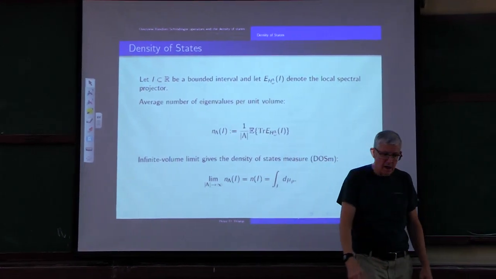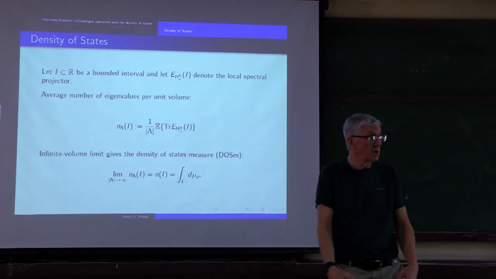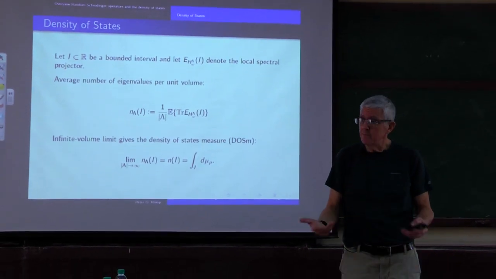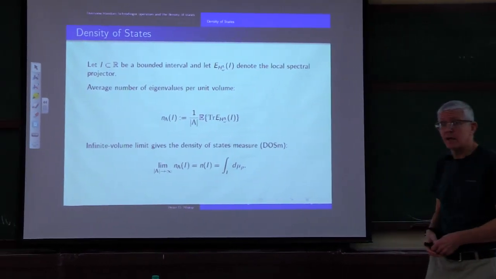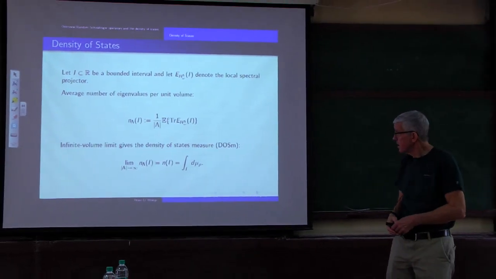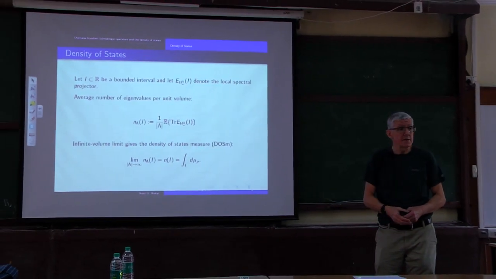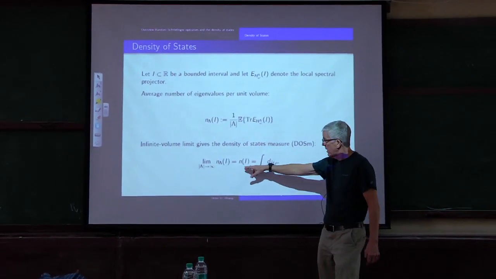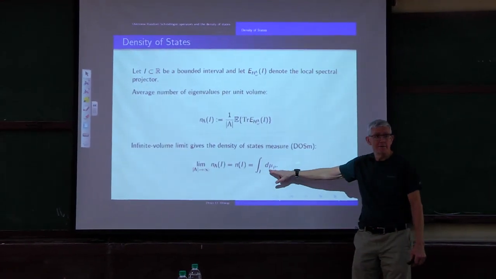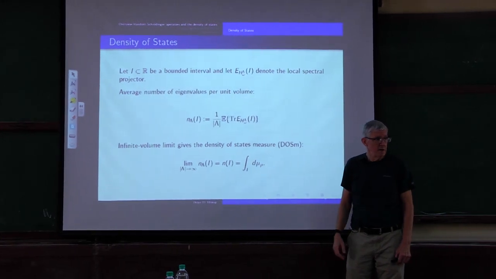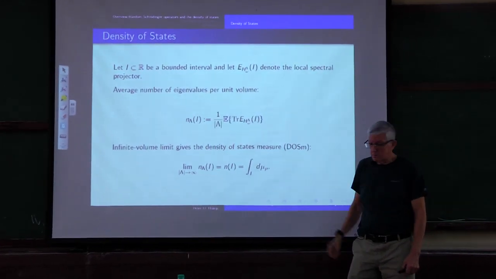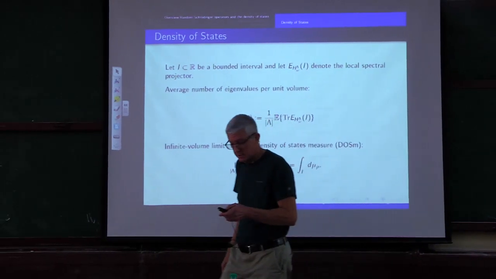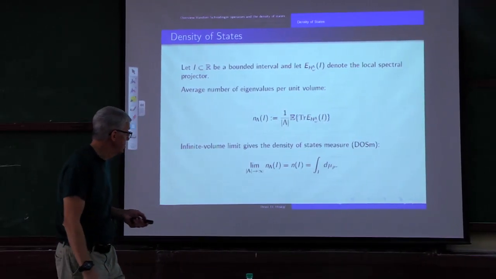That actually has a limit as the volume goes to infinity, again because of the underlying ergodicity of the system. And that limit is called the density of states measure. And I write that down below. So n of I is just the integral of a measure, the density of states measure. And this quantity will show up in my later discussions about local eigenvalue statistics.